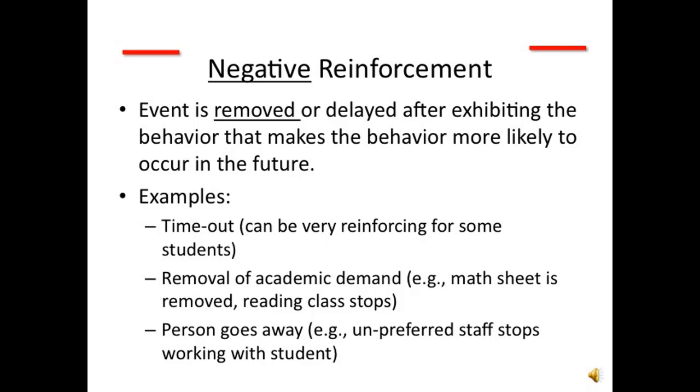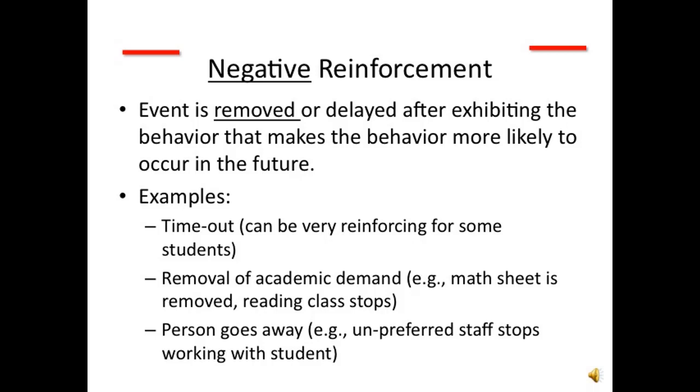We have talked about adding something, which is positive reinforcement. Now let's look at negative reinforcement. Negative reinforcement is when something is removed or delayed after the behavior occurs that makes the behavior more likely to occur in the future. Here are some common examples of negative reinforcement.